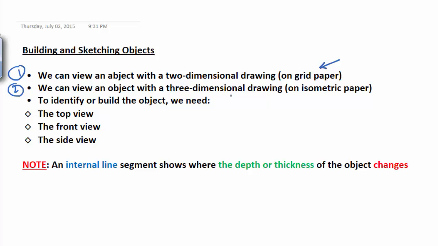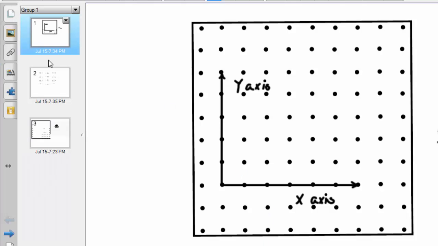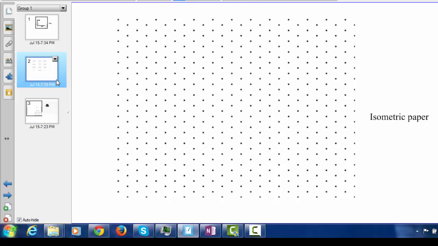How can we view an object with 3 dimensions? On isometric paper. In this case, I need to understand the meaning of isometric paper. So I will go to another drawing to show you the isometric paper. This is an example of isometric paper. How do we know that? From the form of the dots, we will see that I can use 3 axes. That's why we call it 3 dimension. The 3 axes are x-axis for horizontal, y-axis for vertical, and the additional one, which is the z-axis, and this is for the thickness of the object, or the height, or the depth.